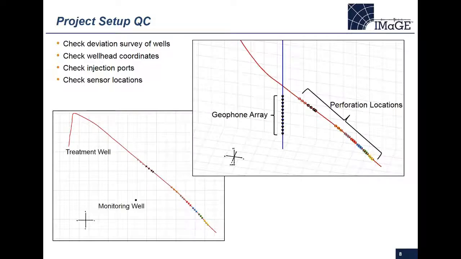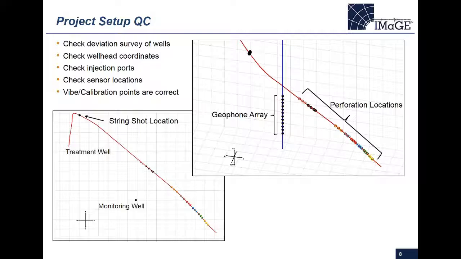You want to make sure your sensor locations are accurate, so your geophone depths. If there's any array movements, make sure that you know which stages the different array placements were used for, and that that's all entered correctly. And finally, if there's any other calibration points that are used, whether they're fiber size or string shots, you want to make sure that these are correctly input into your project.